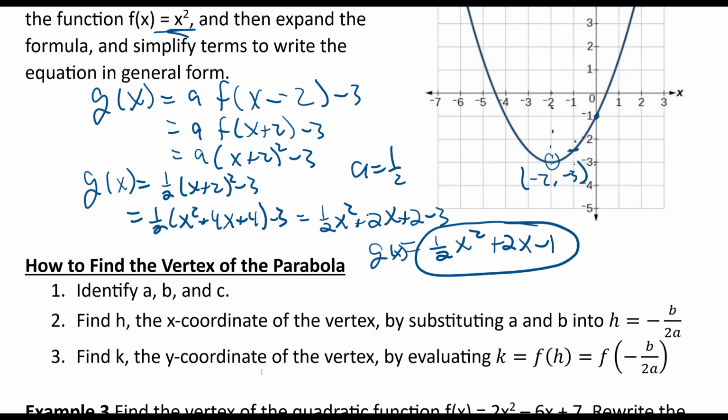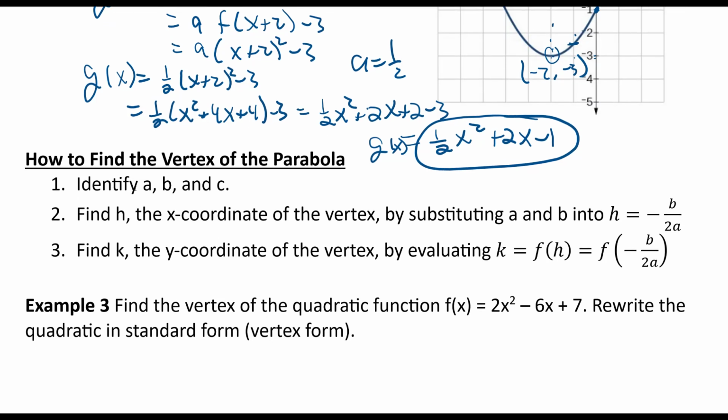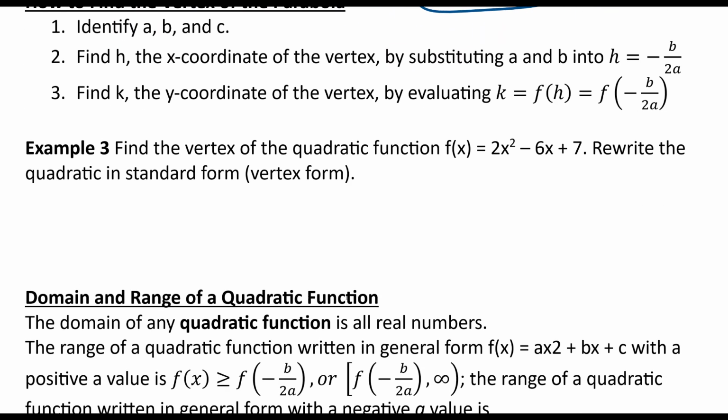Okay, moving on to finding the vertex. So identify a, b, and c. Find h, the x coordinate of the vertex, by substituting a and b into h equals negative b over 2a. Find k, the y coordinate of the vertex, by evaluating k equals f of h. Okay, restated the same thing we said. So what is the vertex of this one?